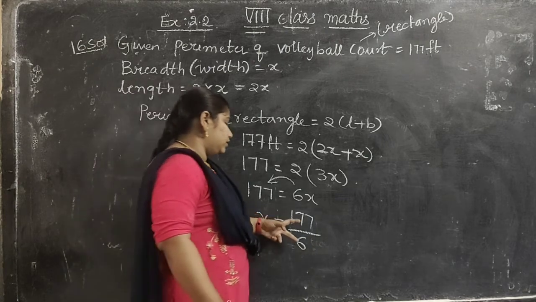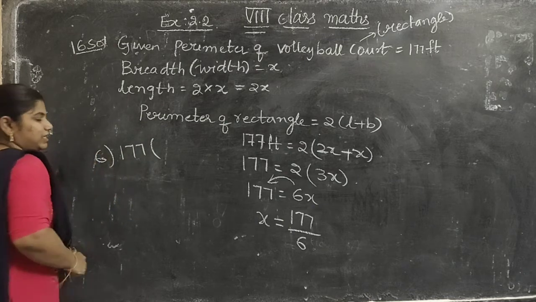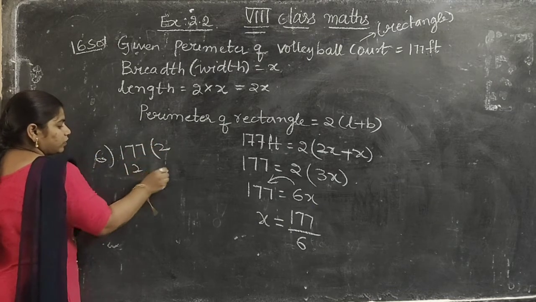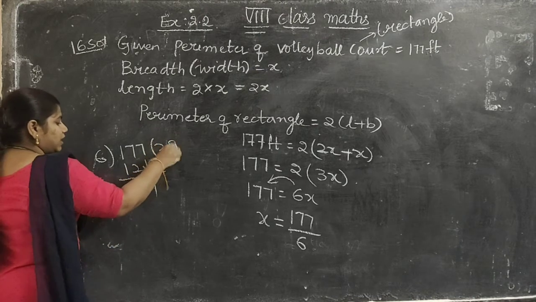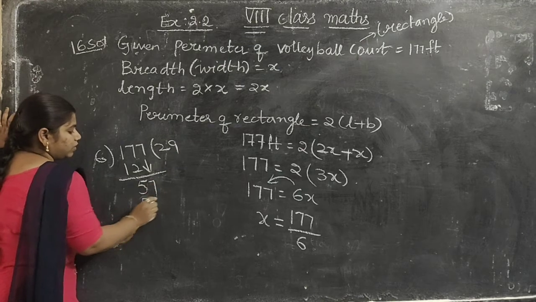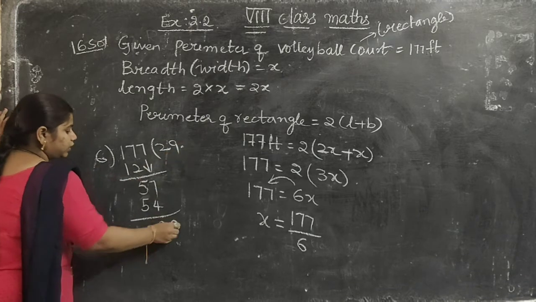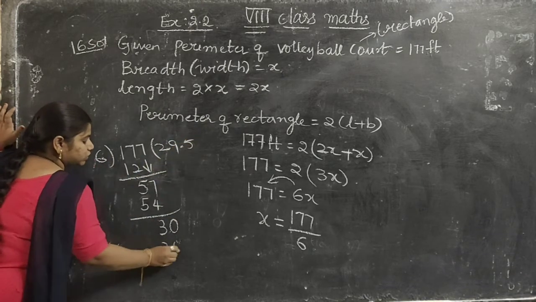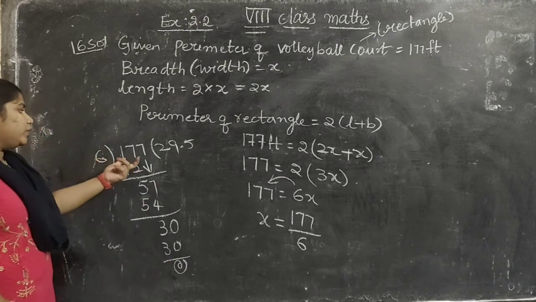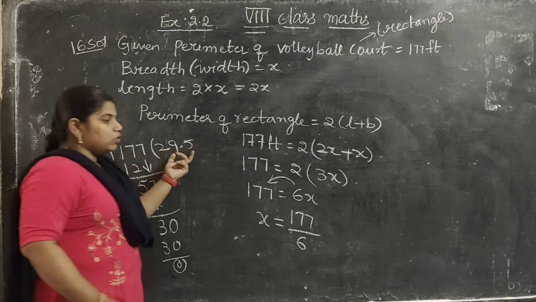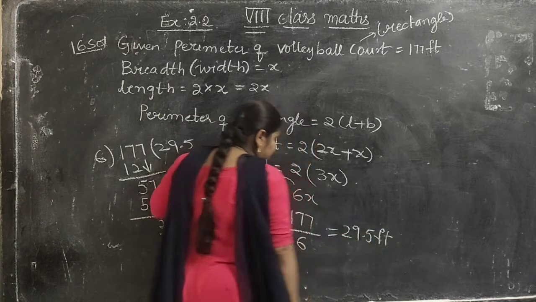Now we have to do the division here and see how much we get. So 177 divided by 6. 6 twos are 12, 5 will be remaining, 7. 6 nines are 54, 3 will be remaining, 0. 6 fives are 30. So how much did you get here? You got the remainder value as 0. If you divide 177 by 6, the value is 29.5 feet. So this is the x value.